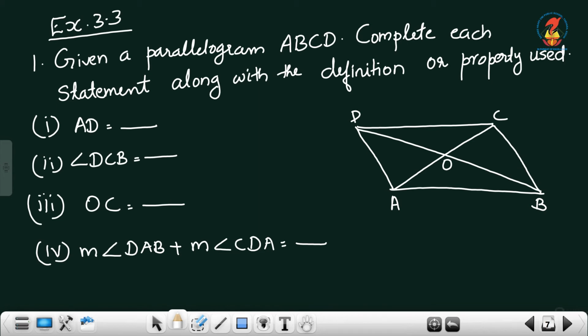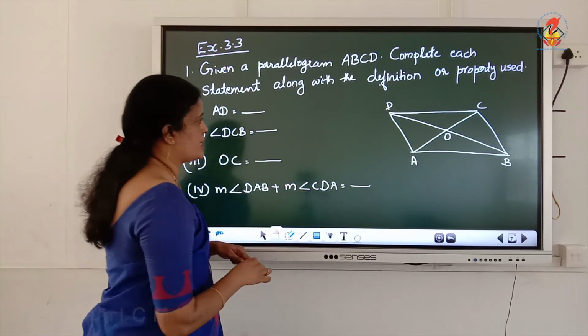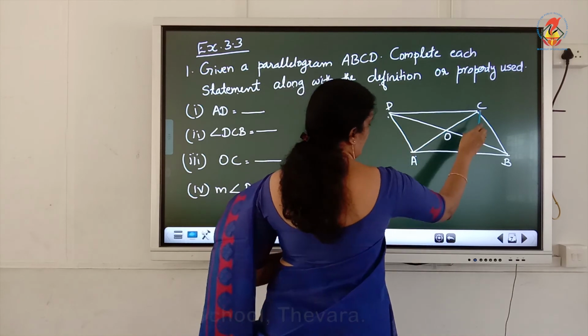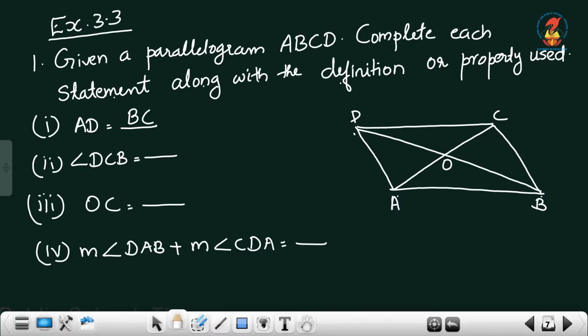Exercise 3.3, question number 1. Given a parallelogram ABCD, complete each statement along with the definition of property used. I have already drawn the figure ABCD. Then first one, AD equal to dash, that means BC. AD equal to BC. Which property is this? Opposite sides are equal.